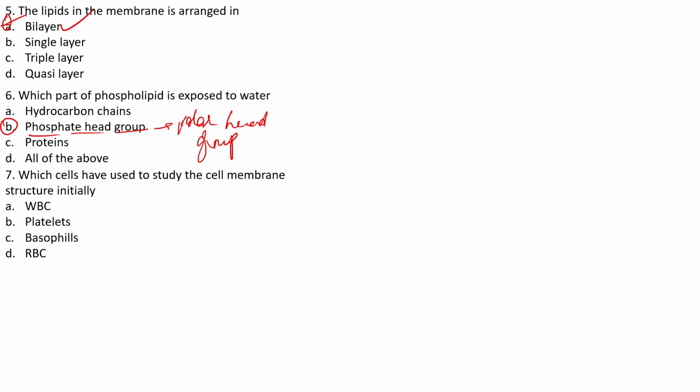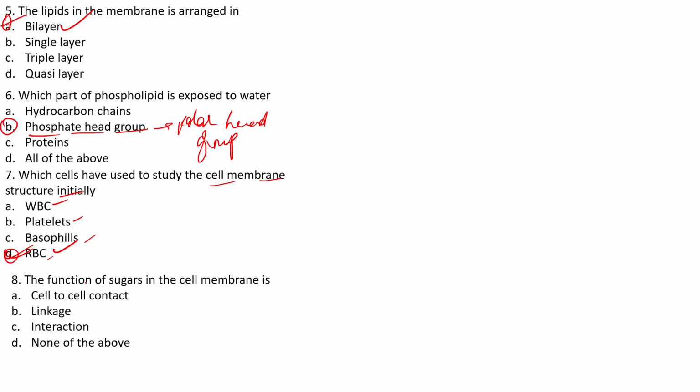The next question is, which cells have been used to study the cell membrane structure initially? WBC, platelets, basophils, RBC. We know it is RBC. RBC was mainly used to study the structure of the cell membrane because they do not contain any other membrane-bound structures inside the cell. It contains only the plasma membrane. As a result, we use the RBC cells.